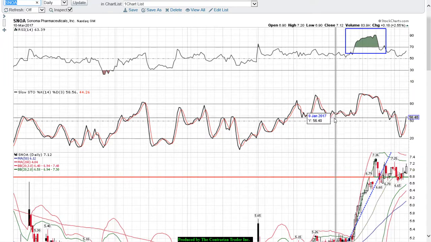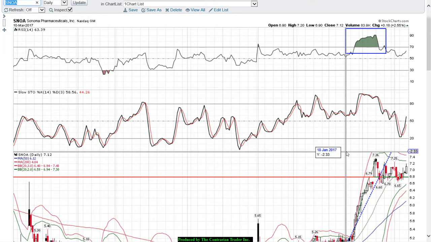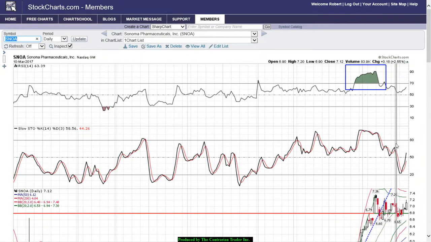So we'll be talking about the weekly chart on the week ahead commentary because that's where the real story is. The daily chart's very noisy, but I am bullish on SNOA for a reason. It's the weekly chart. So members, stay tuned.